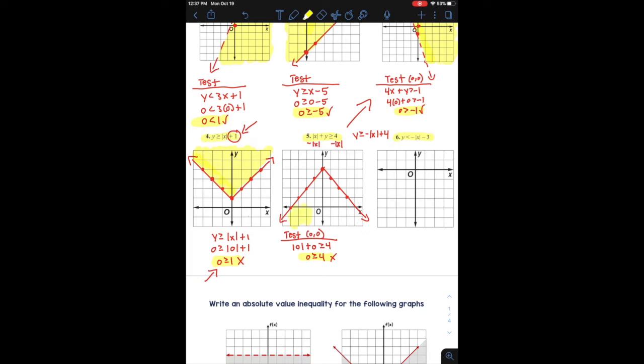So we're not going to shade inside the V shape of the graph. We are going to shade outside, showing that the solutions are above or outside the V shape, along with all the ordered pairs on that V shape.